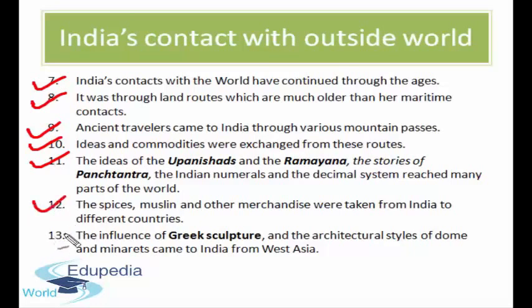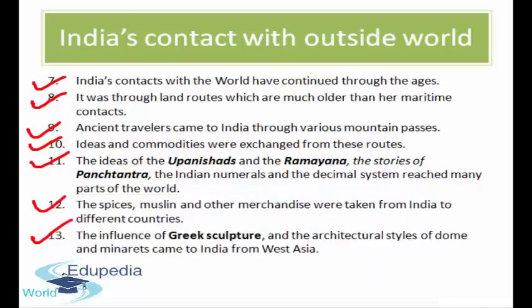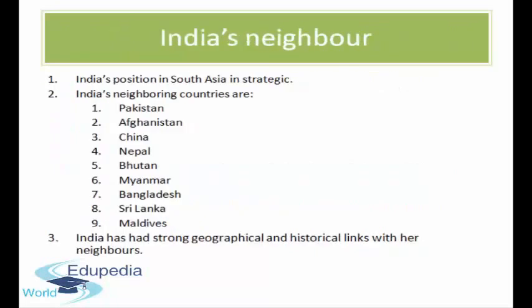And when I say commodities, I mean the spices, muslin and other merchandise that were taken from India to different countries. And apart from all of these, the rich culture and the architectural styles of the Greeks came to India from West Asia. So if you look at the monuments around the country which have domes and minarets, these architectural styles are influenced by Greek sculpture. And Greece is located on the western side of Asia. So now you know how important these routes are and how India has had close contact with the world through the ages. Now we are going to talk about some of India's neighbors.